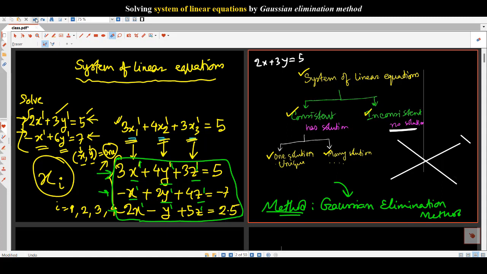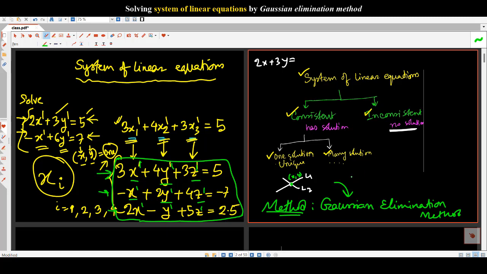So what is the condition of having one solution? Suppose you have two lines or two equations. This is line 1 and this is line 2. If the lines are intersecting at a common point, then you have only one solution. Here you will get x comma y.